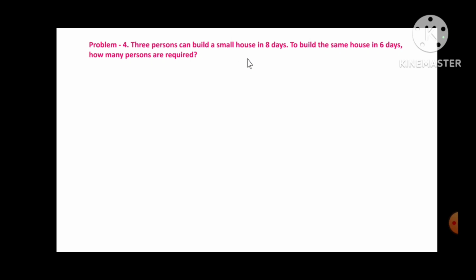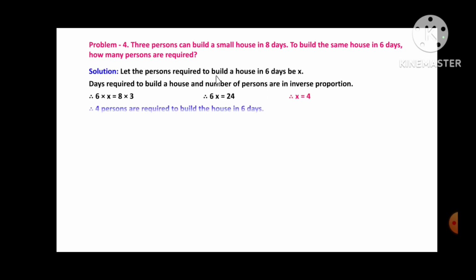3 persons can build a small house in 8 days. To build the same house in 6 days, how many persons are required? Friends, here let the persons required to build a house in 6 days be x. So days required to build a house and number of persons are in inverse variation. So we'll get 6 into x is equal to 8 into 3. So 6 into x is 6x is equal to 24. 8 3s are 24. Now 6 brought to the right hand side. Therefore x is equal to 24 upon 6. After simplification you are getting x is equal to 4. So 4 persons are required to build a house in 6 days.